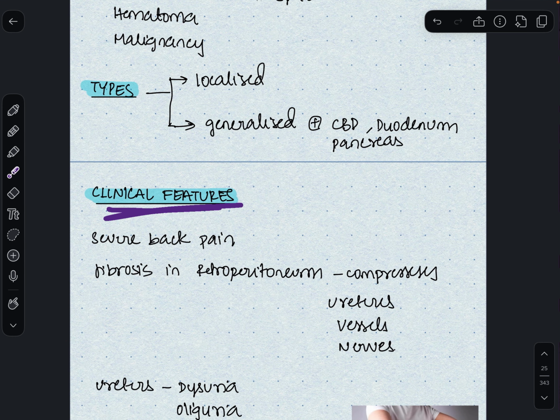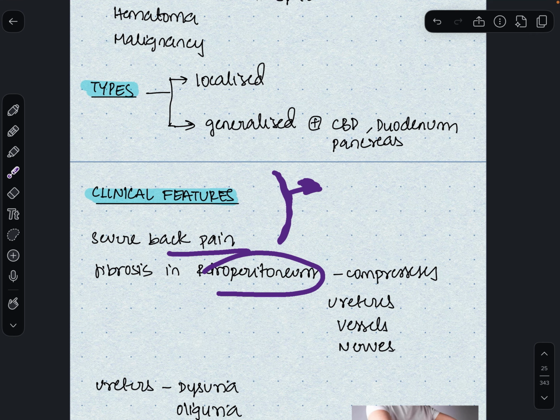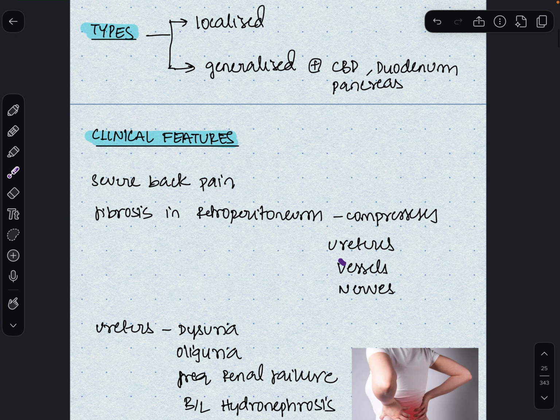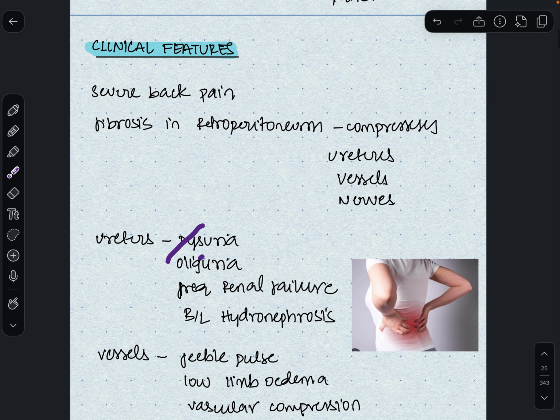And what will be the clinical features? The three main things. It is a retroperitoneal fibrosis. So you can see the pain in the retroperitoneal region, that is back pain. And also fibrosis in the retroperitoneum will lead to compression. So the main thing which you have to remember in the clinical features is compression. So it will lead to compression of ureters, vessels and nerves. Nerves will cause pain. Vessels will cause edema and the feeble pulse, and the ureters will be causing dysuria, oliguria, frequent renal failure, and the bilateral hydronephrosis.